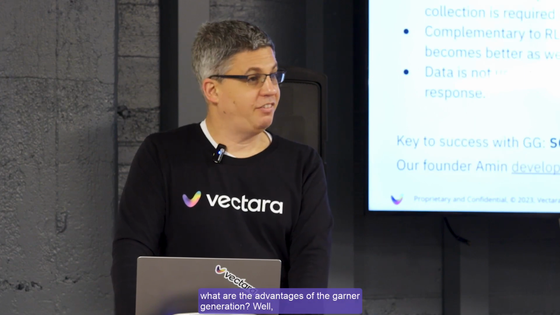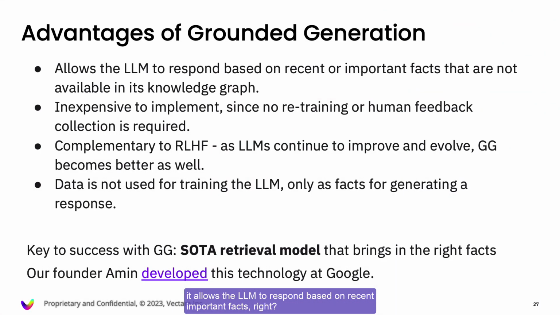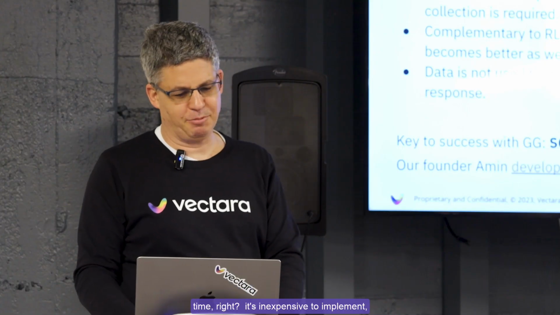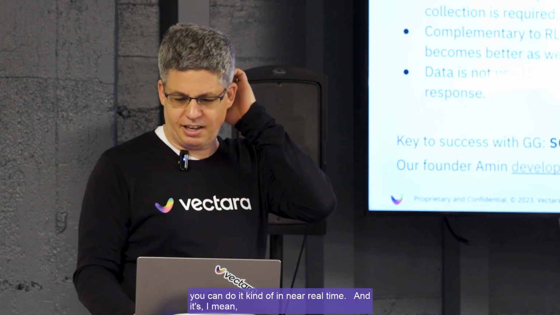So what are the advantages of grounded generation? Well, it allows the LLM to respond based on recent important facts. Whenever the query happens, it pulls out the right fact. That's what makes it different from something that's been trained, where the information is only as recent as the last time of training. I think of it as almost augmenting the knowledge base in real time. It's inexpensive to implement, and you can do it in real time.